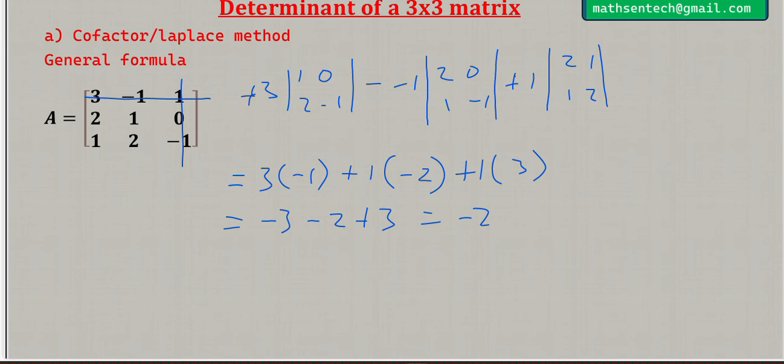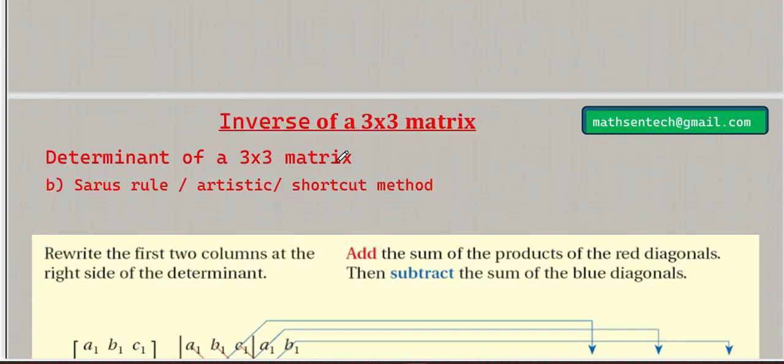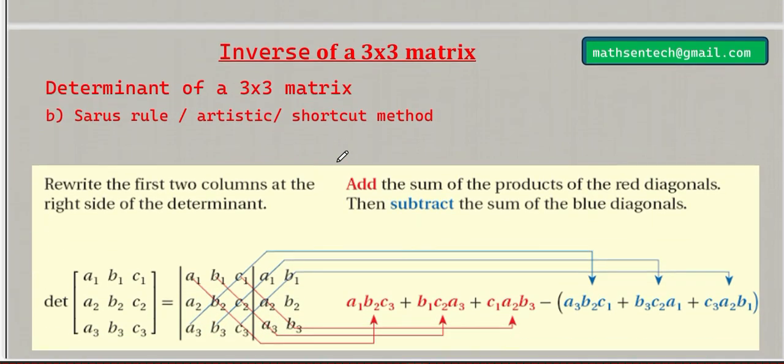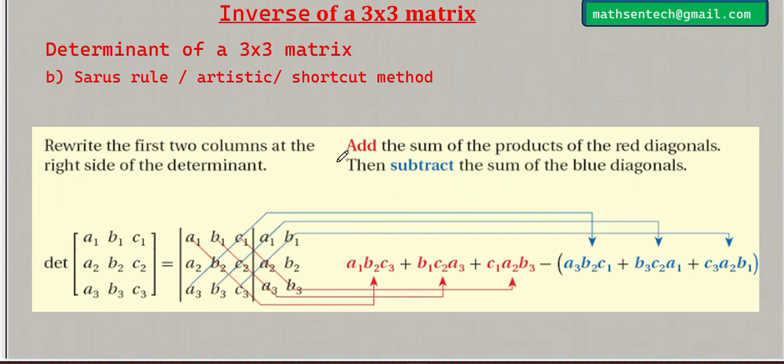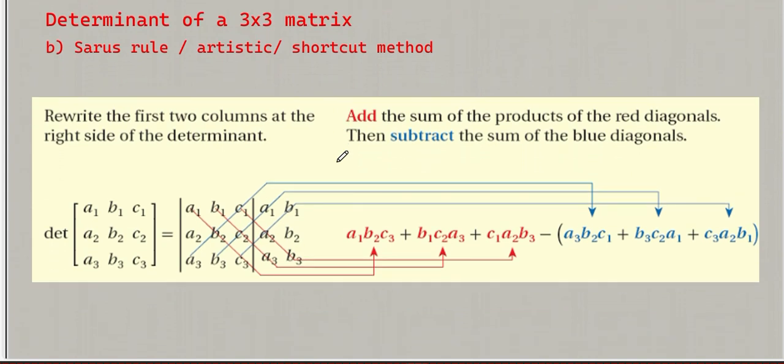Now I'm going to use the same matrix to get the determinant, now using another method. Okay, now this method is now called the Sarrus rule stroke artistic stroke the shortcut method. So many people view it as a shortcut method.